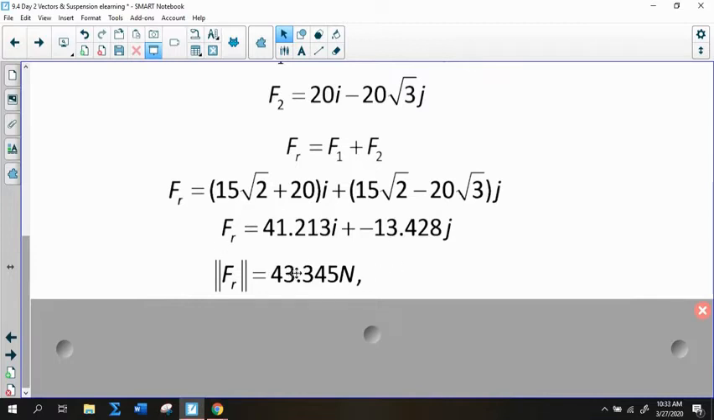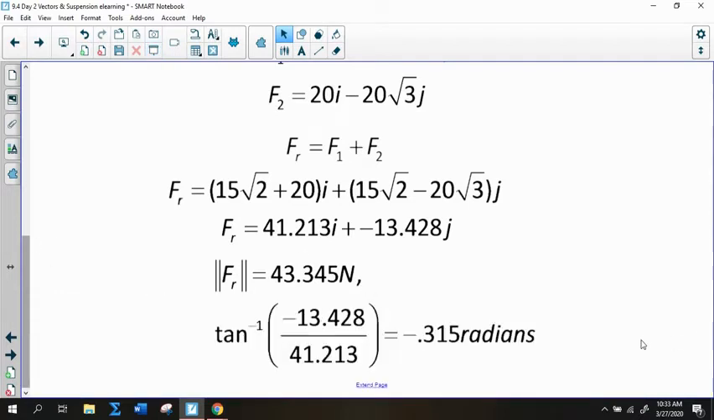To find the magnitude, I'm going to take my decimals, but remember to use the unrounded version, and use your Pythagorean theorem with these two unrounded numbers in your calculator. So 41.213 squared plus 13.428 squared, square root of that should give you this number. And then I do want to talk about this to make sure you're remembering what type of answer you should get here. So to find the angle that we are going, you're going to do inverse tangent of y over x. So here's my inverse tangent, and I'm getting negative 0.315 radians.